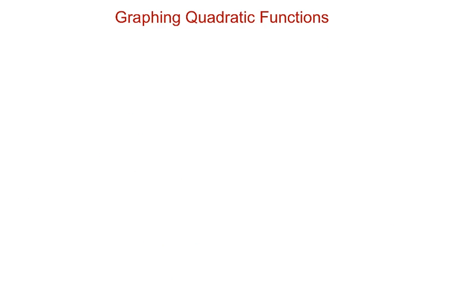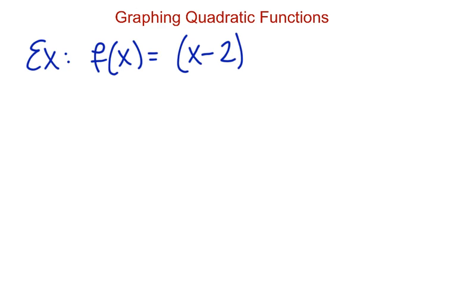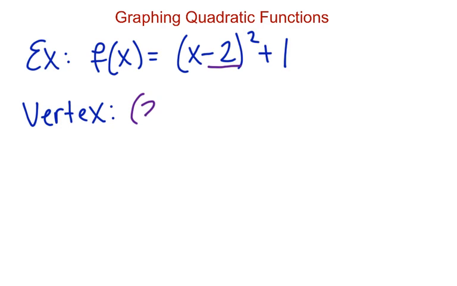Let's try an example here. Let's look at f of x equals (x minus 2) squared plus 1. Let's talk about those 4 things we just mentioned, starting with the vertex. For the vertex, I am going to switch the sign of h. So instead of negative 2, I need positive 2, and keep the value of k. So automatically my ordered pair for the vertex is (2, 1).